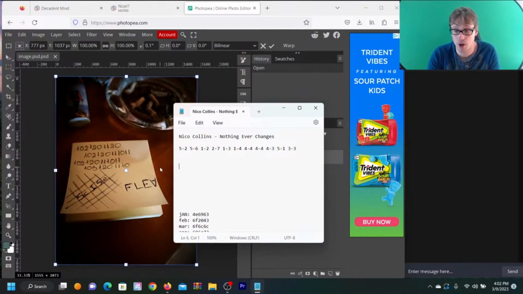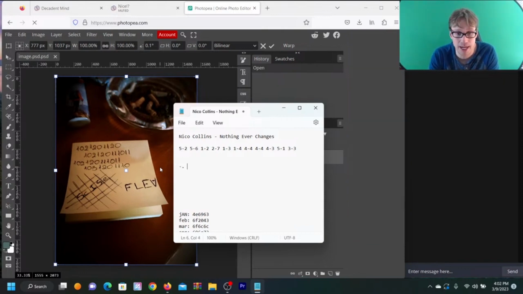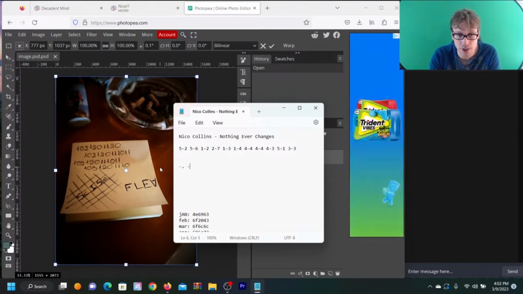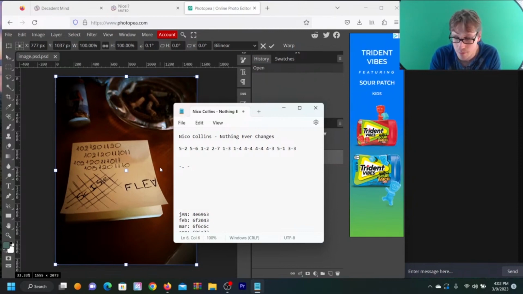So I was going to start with dash, dot, space, dash, space, dot, dash, dash, space, dot. And then I guess space there, because it's a line break.